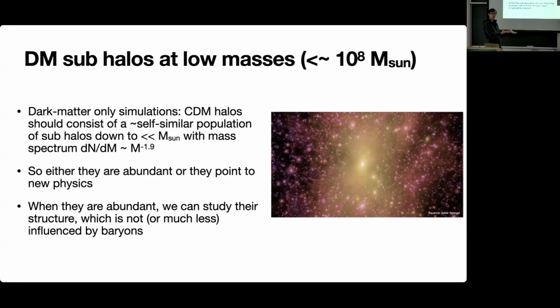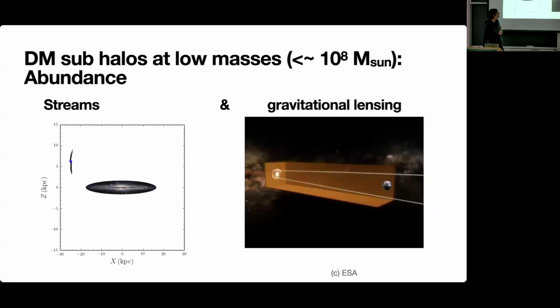So we can try to look for this, and either they're there, and then that's good, because then maybe we can study them, or they're not there, and then they point to new physics. So just looking at their abundance is very useful. And if they're abundant, we can maybe look into their internal structure, which should be much less influenced by baryonic effects.